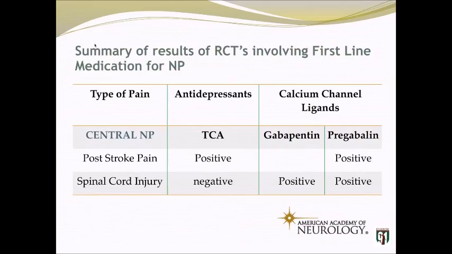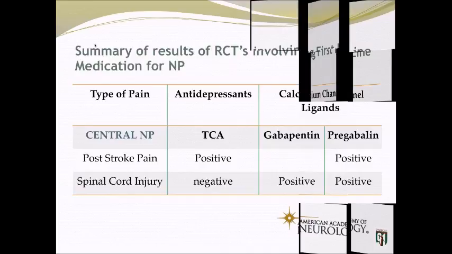Here is a summary of the results of RCTs for first-line medications for neuropathic pain. This is for central pain. So what is the role of your antidepressants and your calcium channel ligands, gabapentin and pregabalin? For post-stroke pain, they considered the TCA as having an effect, as well as pregabalin. For spinal cord injury, we have gabapentin and pregabalin as the ones having an effect, and not your TCA.